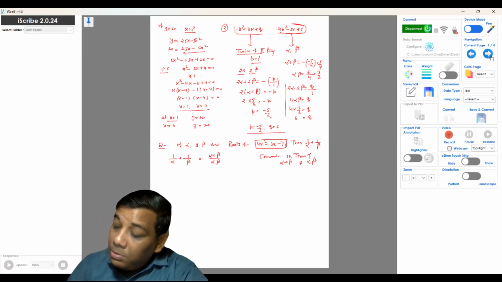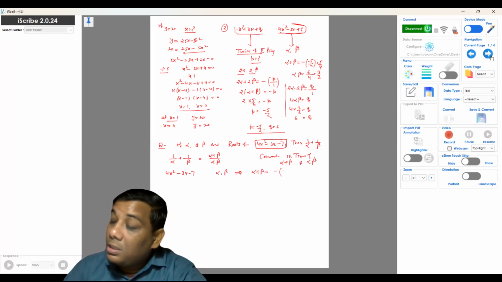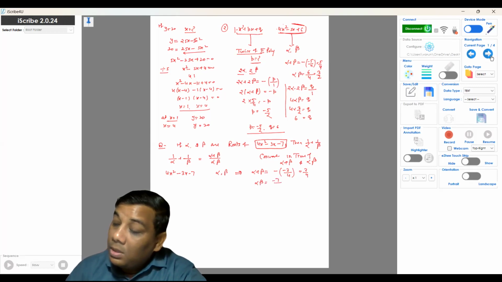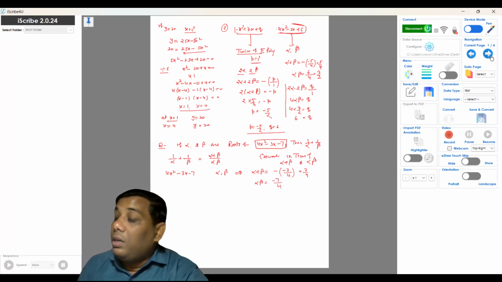Now, what is the expression given to you? 4x square minus 3x minus 7. If the roots are alpha and beta, then alpha plus beta is minus the coefficient of x divided by the coefficient of x square, that is 3 by 4. The product of the roots is the constant term divided by the coefficient of x square.